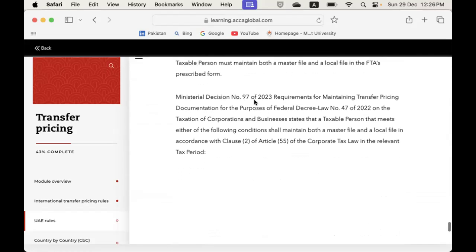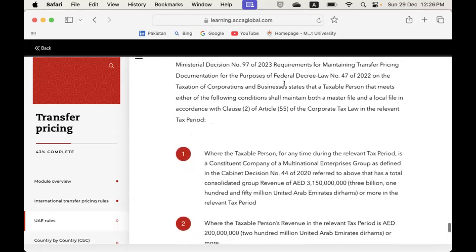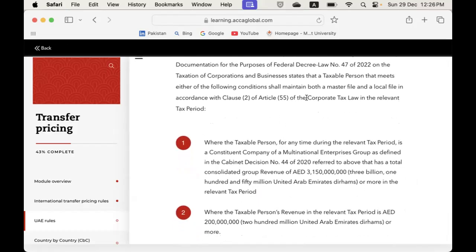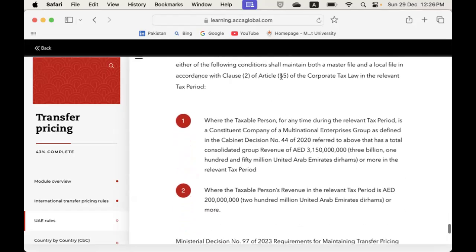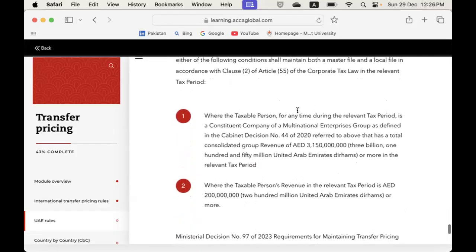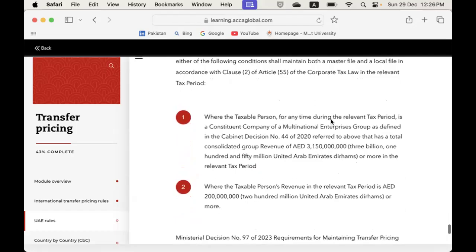There is a decision, ministerial decision number 97, which is on requirement for maintaining transfer pricing documentation for the purpose of the federal decree law on taxation. And what does that say? A taxable person that meets either of the following conditions shall maintain both master file and local file in accordance with Article 55. So, what are those conditions? Where a taxable person for any time during the relevant tax period is a constituent company of a multinational enterprise group as defined in the cabinet decision 44 of 2020 referred to above, that has a total consolidated group revenue of 3.15 billion dirhams, which is equivalent to how many euros?